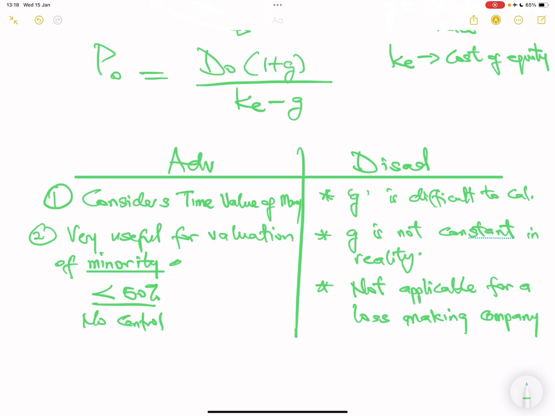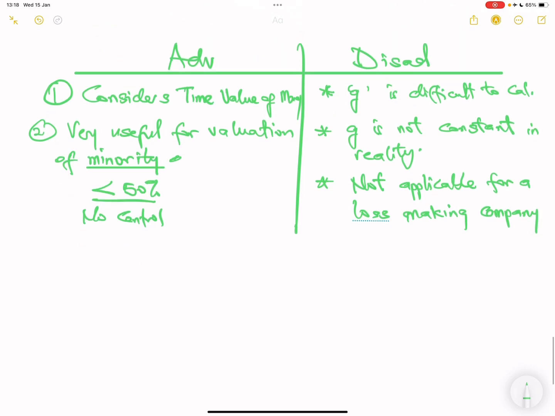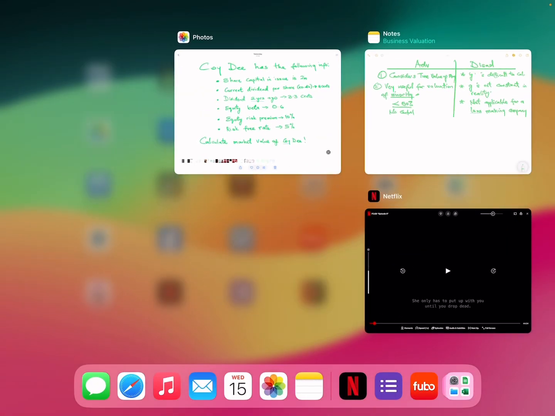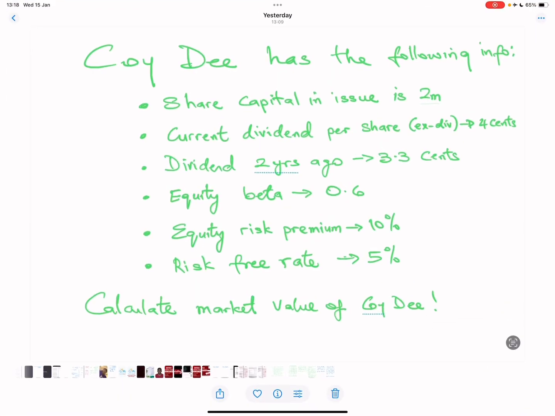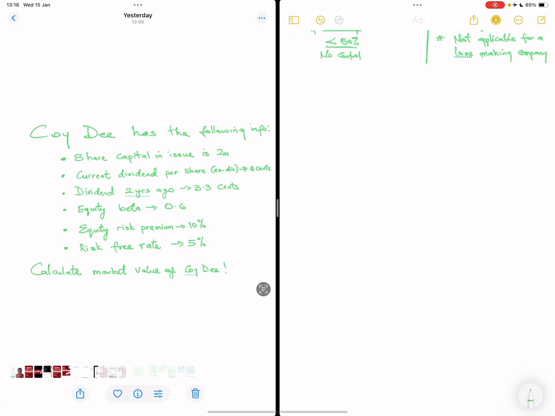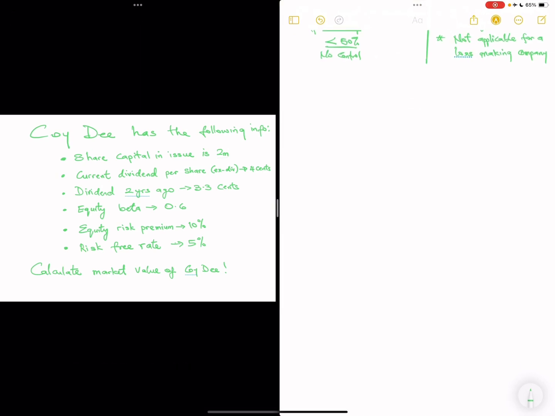So a loss-making company, or a company that will not be able to pay dividends, you can't use that. But let's look at an example to see how we can apply this learning. Look at this question.